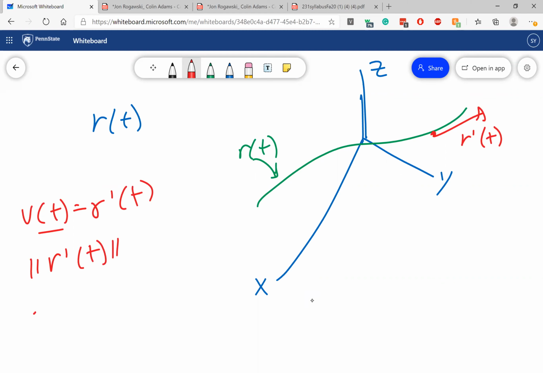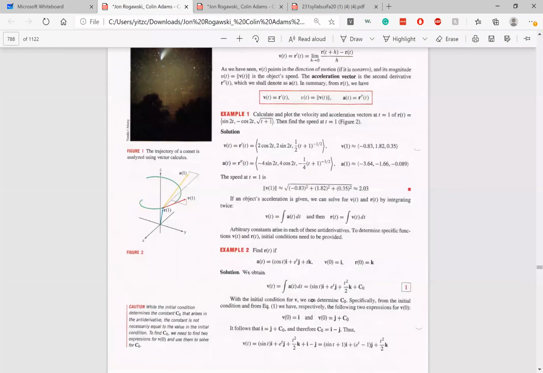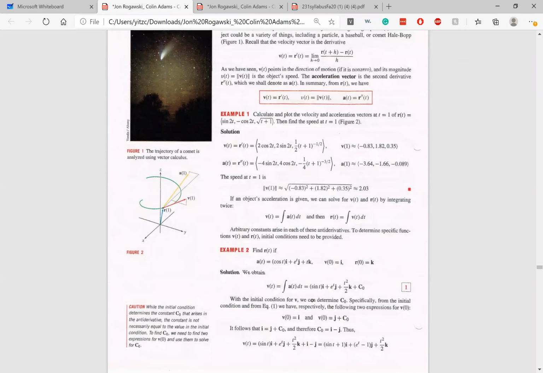And then our acceleration vector is going to be equal to the derivative of our velocity vector, which is going to be equal to the double derivative of the position. So here are those definitions: r prime of t is the velocity, r double prime of t is the acceleration.